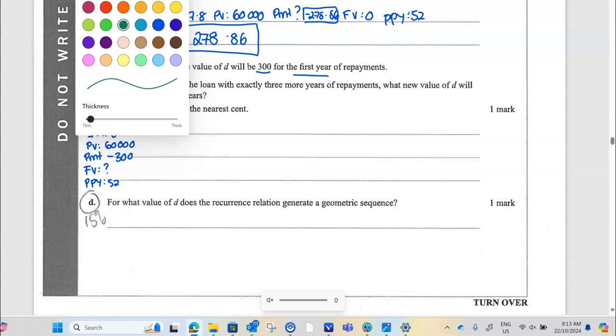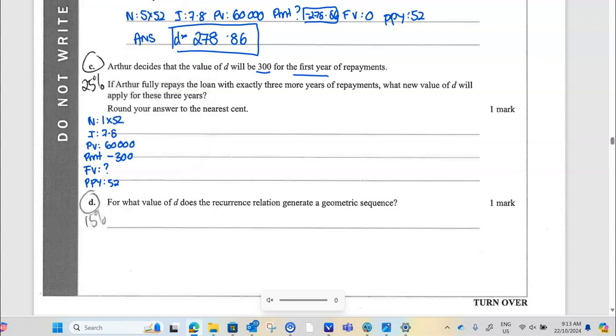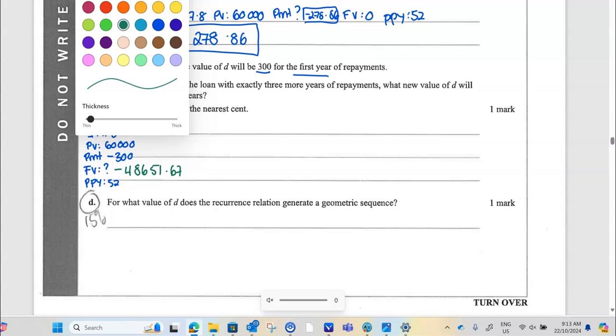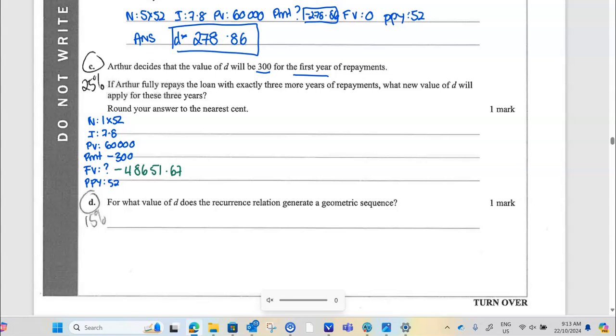So when we do that, we end up with what he still owes at the end of the first year, which is 48,651 and 67 cents. So that's what he owes. So then they say, what are the new payments if he continues? So for another 3 years, and then he'll pay it off. So now what you want to do is pretend you're starting again. He's going to have 3 years to pay off this loan of the 48,000, and so this PV is now this one. So we put that in.